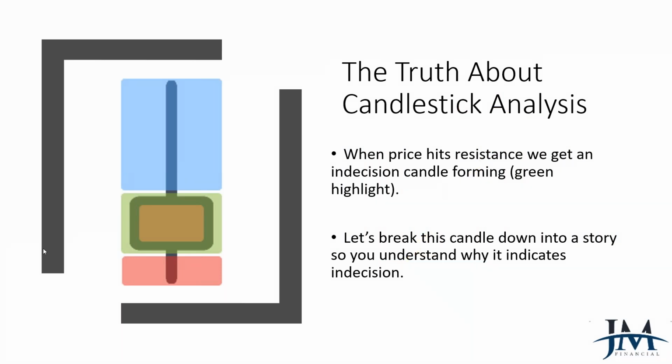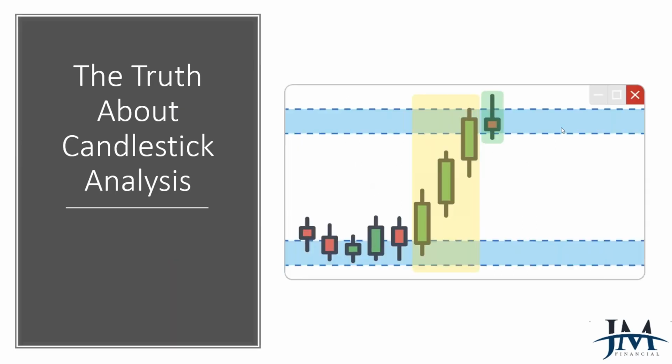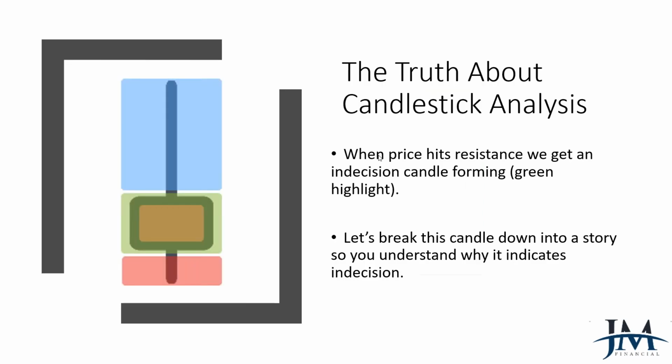So what we're trying to do at this point is define down to a very small possible scenario of when you would use these candles. So when price hits resistance, we get the indecision candle forming. That's right here. Okay, so the little green box. So let's break this candle down into a story so that you understand why it indicates indecision.